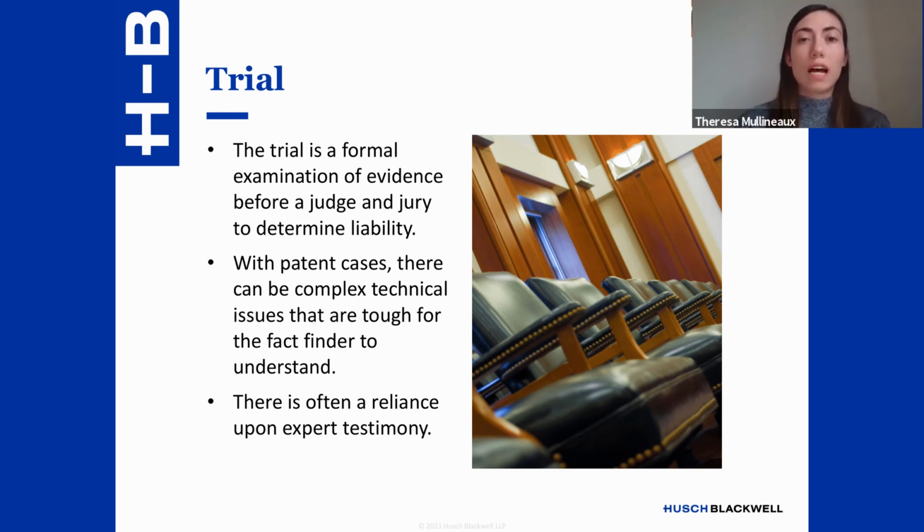So there's a lot to think about when considering whether or not to take a case to trial. Another consideration is whether you want a bench trial or a jury trial. There are pros and cons to both, but a bench trial is where the judge will ultimately decide the case, and a jury trial, which is what we typically see on TV, is where a jury will hear the facts and the evidence and then ultimately make the determination.